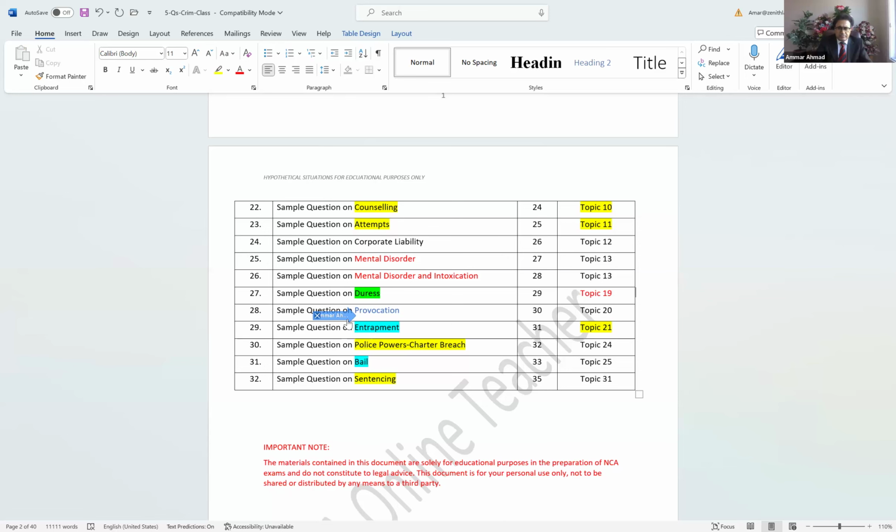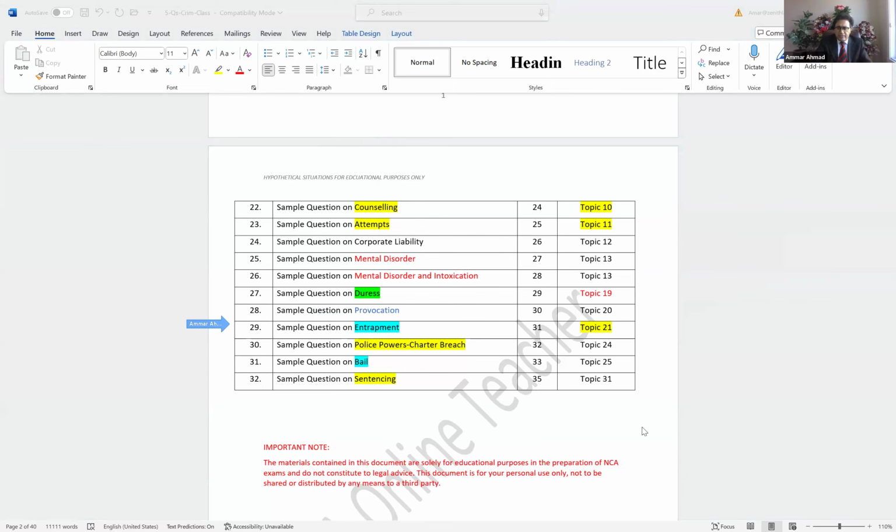So these are 32 problem-based questions or fact pattern questions. Then we have also prepared sample answers to those questions, and these answers are discussed in our regular tutoring sessions so that we have an idea of how to write the answers.